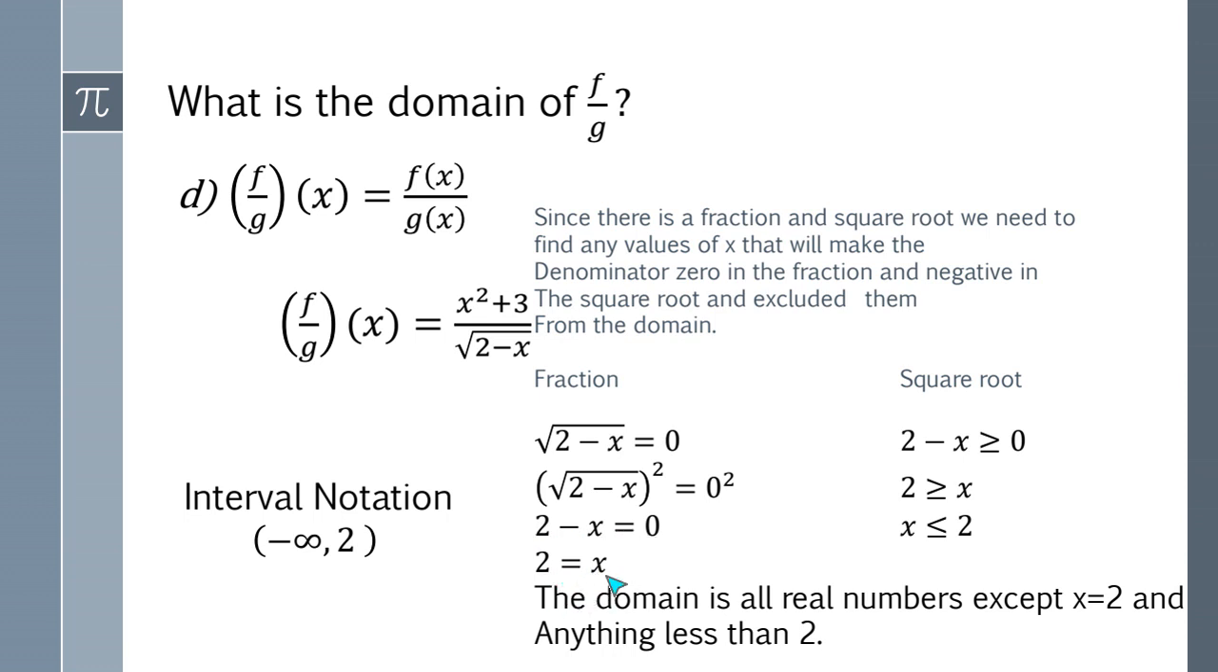So your domain cannot use the number 2, and it has to be all numbers less than or equal to 2. So to write it, we would say negative infinity all the way to 2, but I'm going to use a parentheses because I don't want to include the 2.